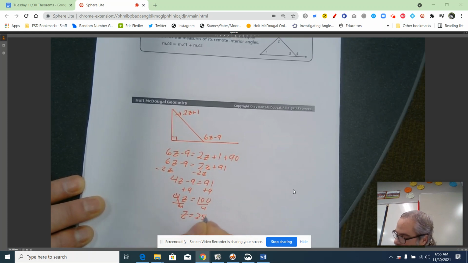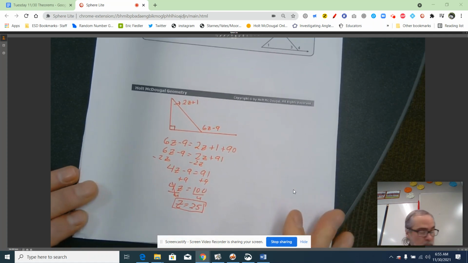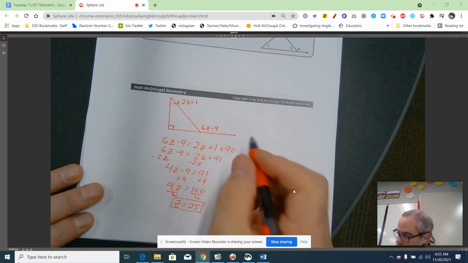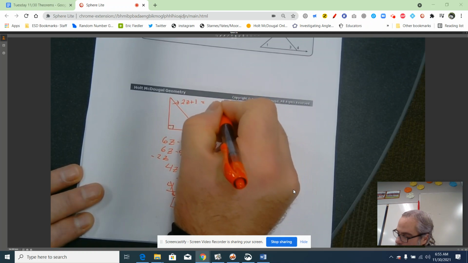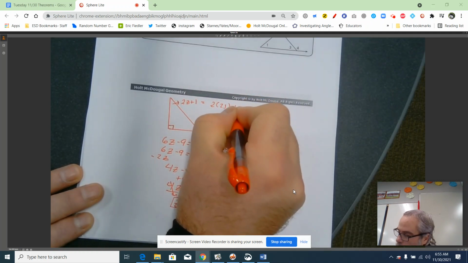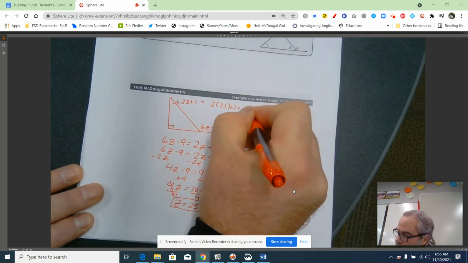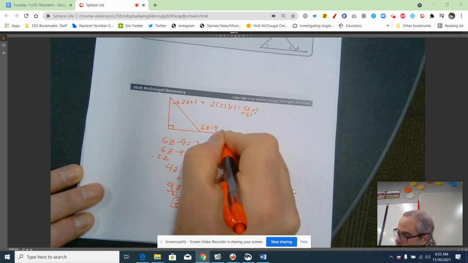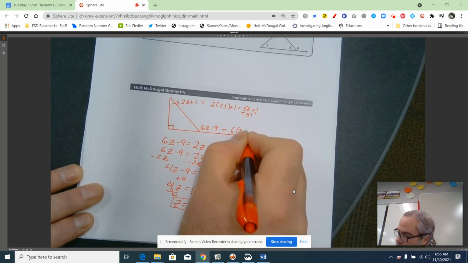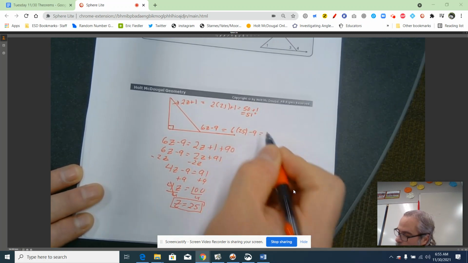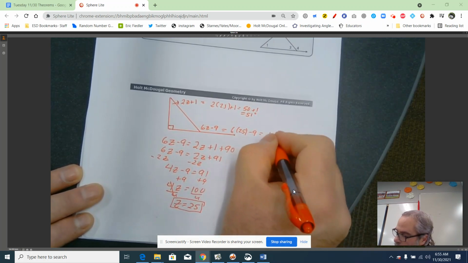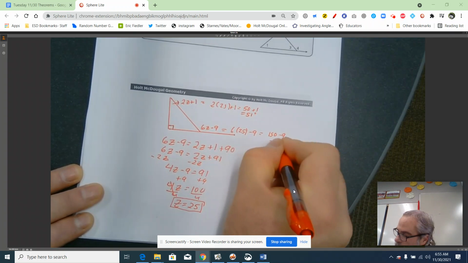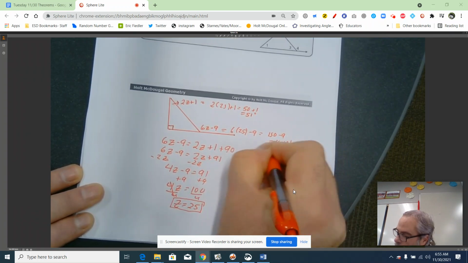Now, I didn't give any directions on this. So I just found z. If I were to find the measures of angles, I would plug it in. So for this one, 2 times 25 plus 1 equals 50 plus 1, which is equal to 51. And then this angle is 6 times 25 minus 9, which is equal to 150 minus 9, which is equal to 141 degrees.